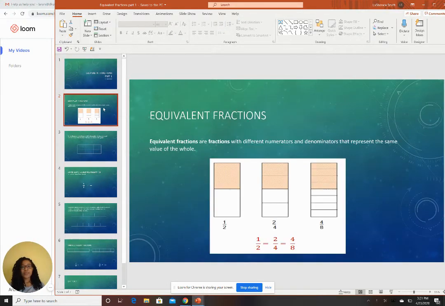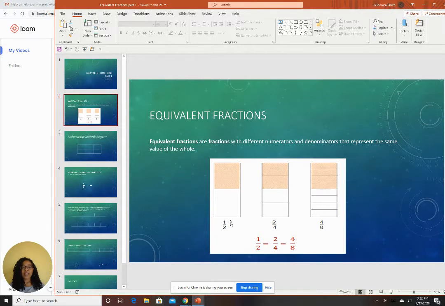Okay. So just a review of what equivalent fractions are. They're when fractions have different numerators and denominators, but they represent the same value of the whole. Last week we were looking at pizzas when we looked at the definition, and I just wanted to show you a little different representation. These are just bars. So we have 1/2, 2/4, and 4/8. As you can see, all of the pictures are a little different, but the orange shaded part is the same, and that represents the value.